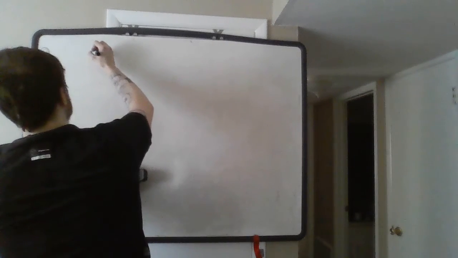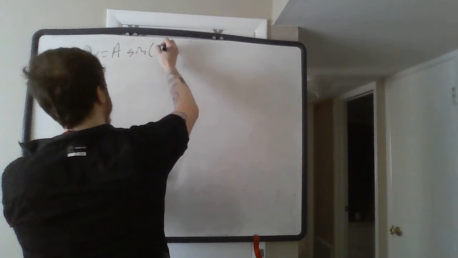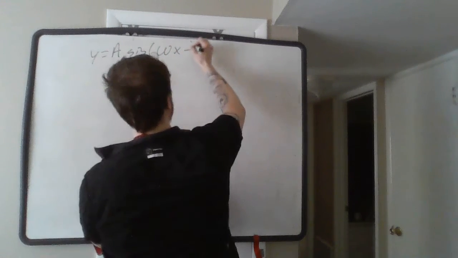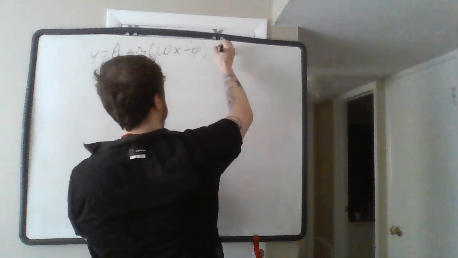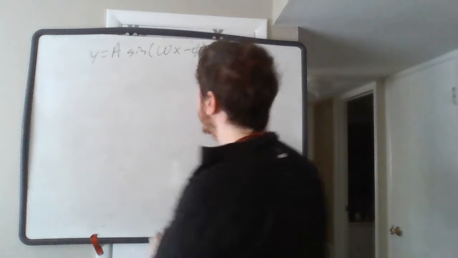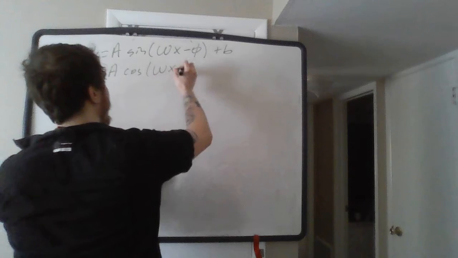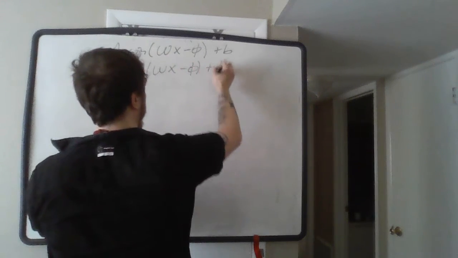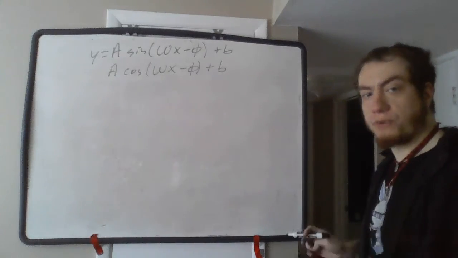The general sine and cosine functions are going to look like this. So you might have y equals a times the sine of omega x minus, let's call it phi instead of b, since I want to use the b out here. Or we could have a cosine omega x minus phi plus b. Here are the rules for doing this.